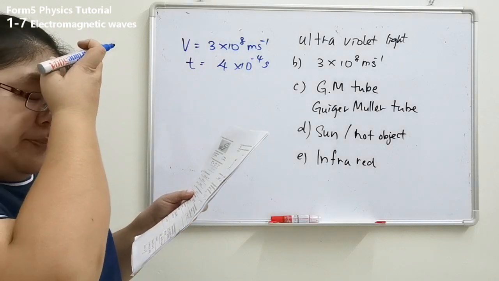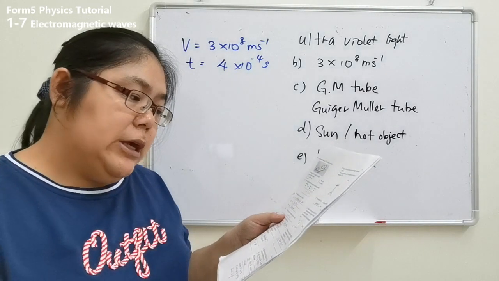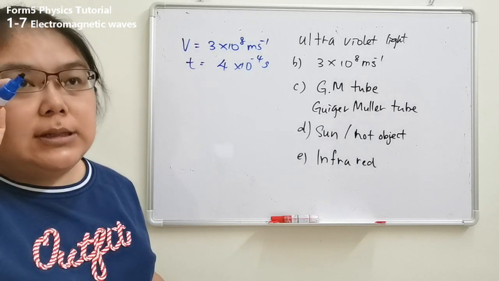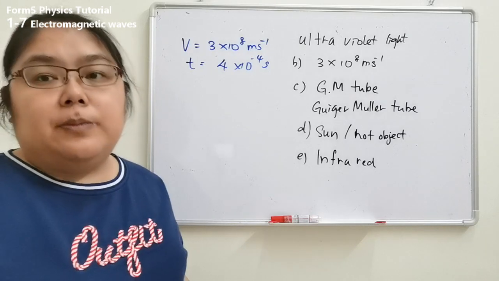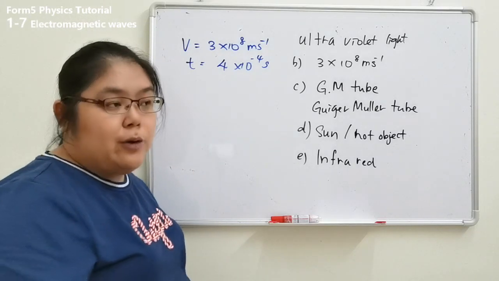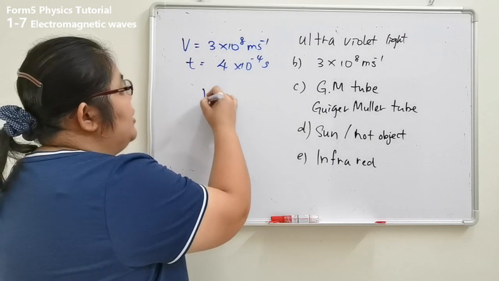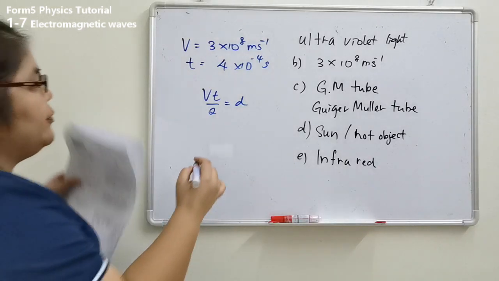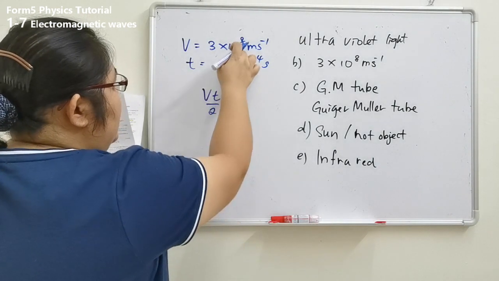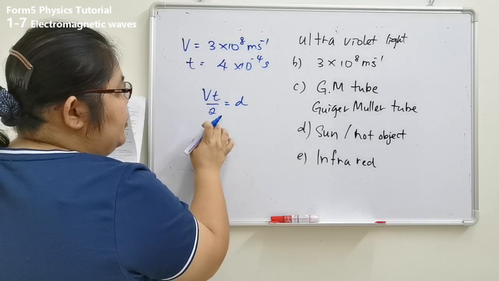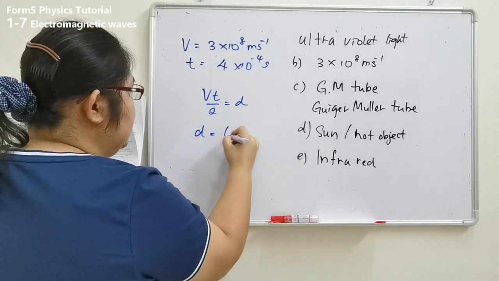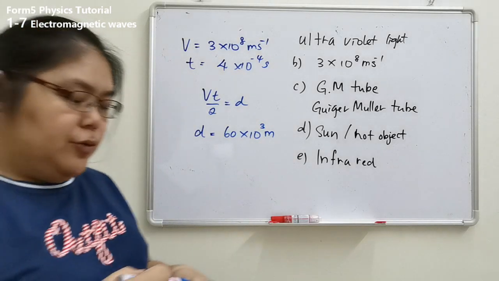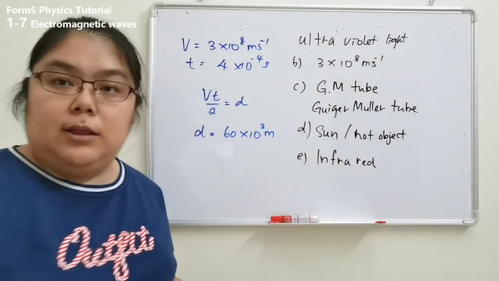Now the question asks, please calculate the distance of P from the radar transmitter at the time. So that means they want to count the distance. So distance is one way only. So we still apply the formula. Before that we learned the two-way formula, Vt over 2 equals the distance. So from here we just apply 3 times 10 power 8 and also the time taken, then divide by 2, then we find the distance. The distance is 60 times 10 power of 3 meter. So this one is the distance between the radar transmitter and the plane.